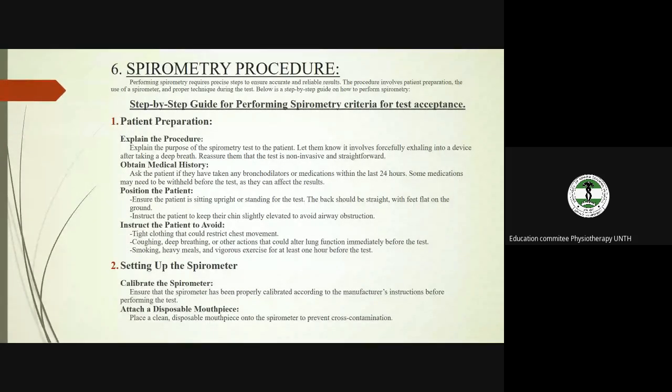Yes, if you have asthma or bronchitis and you take your inhaler, when you do spirometry, it will not give you a better result. So 24 hours before the test, you tell the patient not to take bronchodilators.